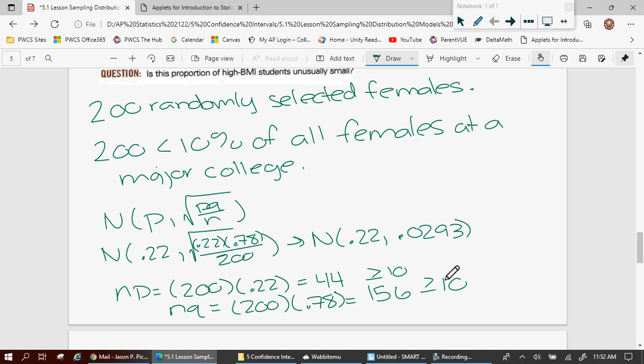So we're not going to keep randomly selecting 200 female students and measuring their BMI. We're going to assume that if we kept doing that and we put all of those proportions of female students with a BMI of 25 or greater, that it would be approximately a normal model, and so we can use a normal model to answer this question.